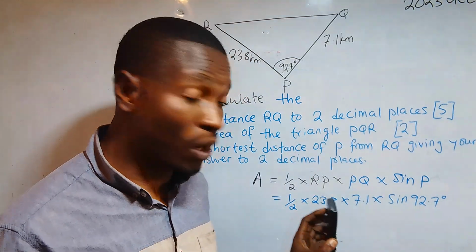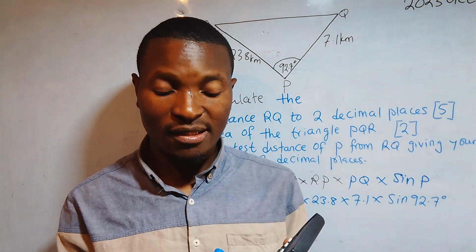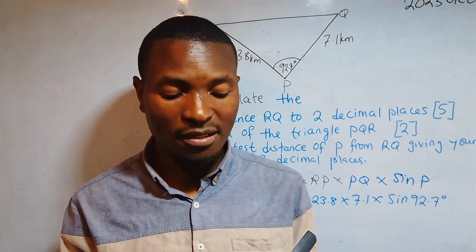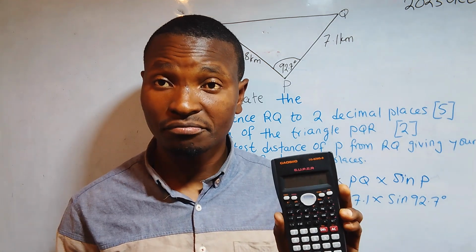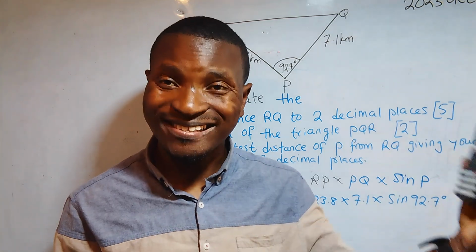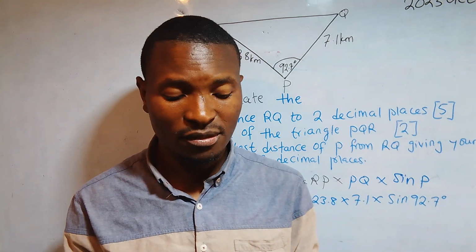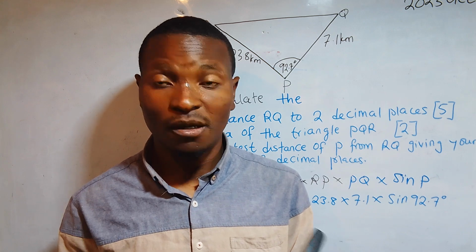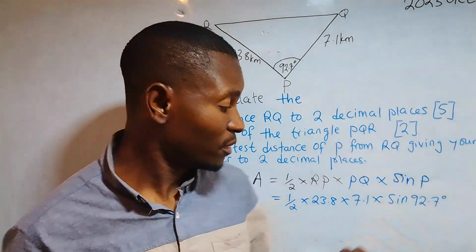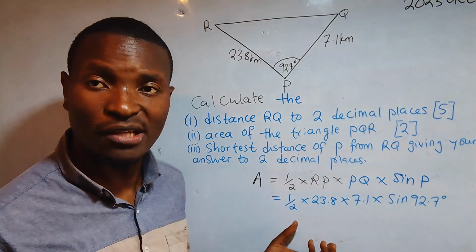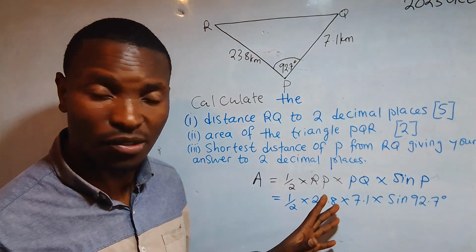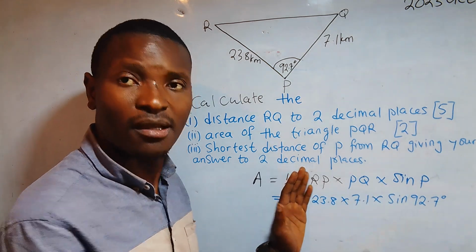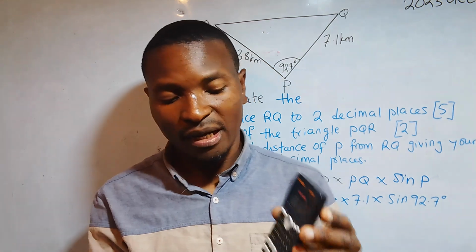So what you do is say 23.8. That's how you punch. Multiplied by 7.1. Now multiplied by sine 92.7. So everything that is on top, for the meantime you don't have to include the 2. You can just start from this times that, and then you can punch.